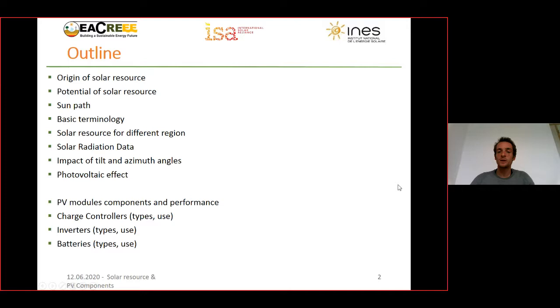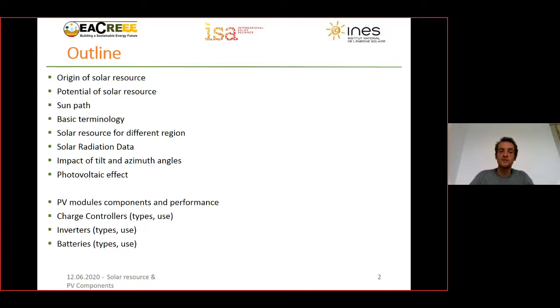If we look at the main agenda of the first part and then the second part, we will first focus on basic terminology. What are the main technical terms when we are talking about solar resource? And also, what are the common values that we use for PV projects, especially for projects in Africa? How do we characterize solar potential for a specific site?